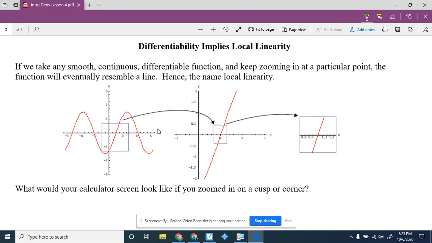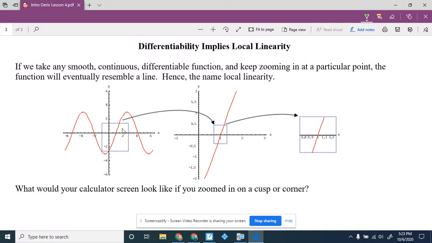A lot of times, especially in college, calc professors will talk about local linearity. And it's basically the same thing as differentiability. So if you use the word differentiability, you can interchange that with local linearity. It basically means that if you zoom in tight enough to any function that's differentiable, you're going to get a one-way line from left to right. So keep zooming in.